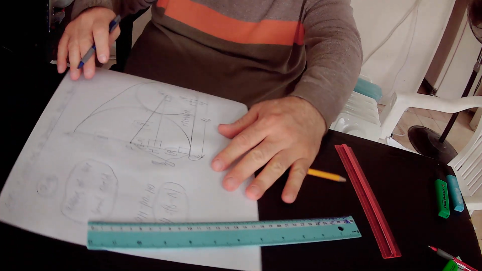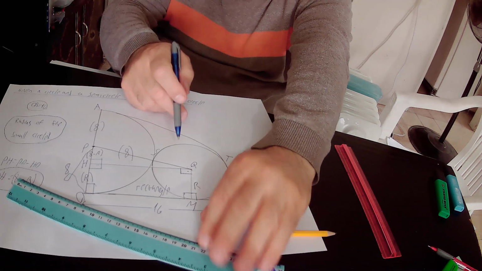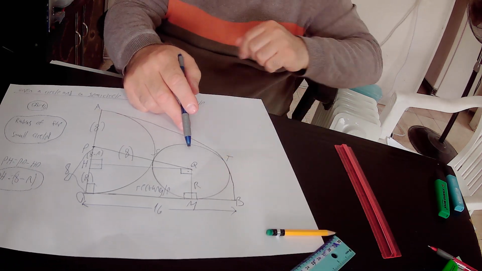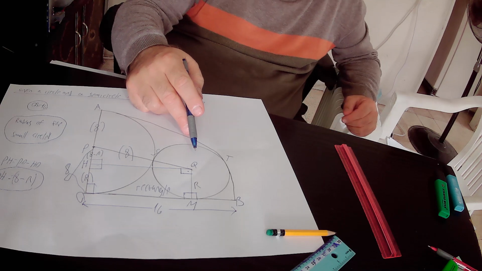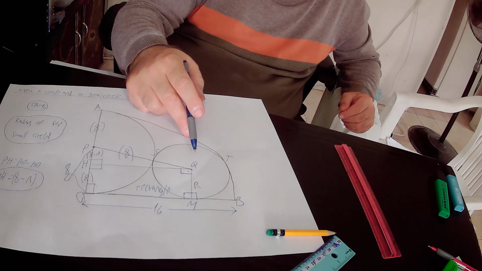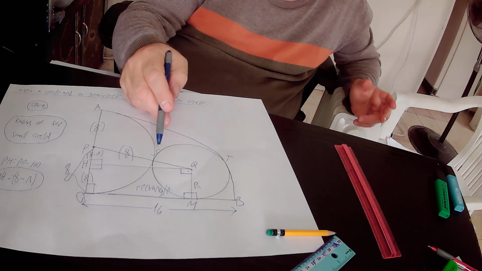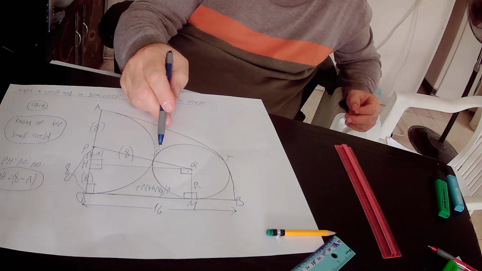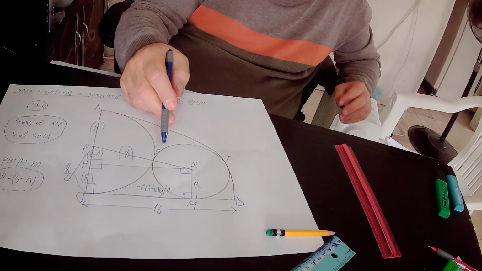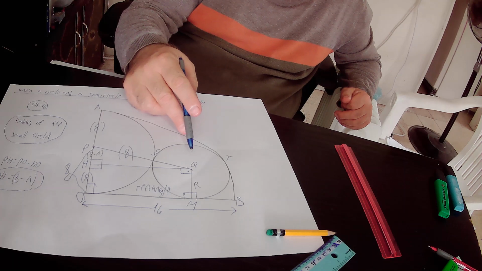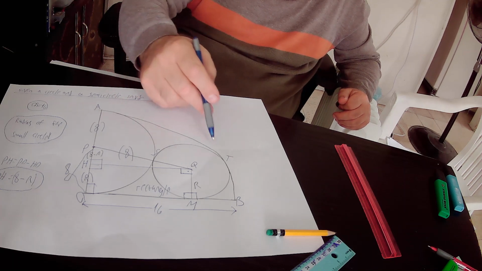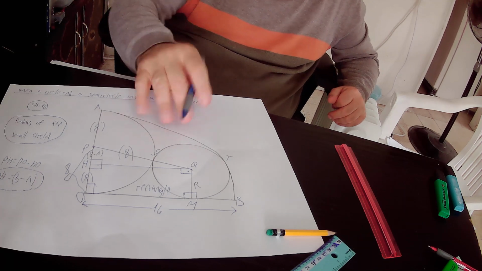What is the definition of line segment QS? Line segment QS starts from the center of this small circle, that is to say from point Q, and ends at point S, that is the point on the small circle itself. So this is exactly the definition of a radius. Therefore, QS is the radius of this small circle that is equal to R.